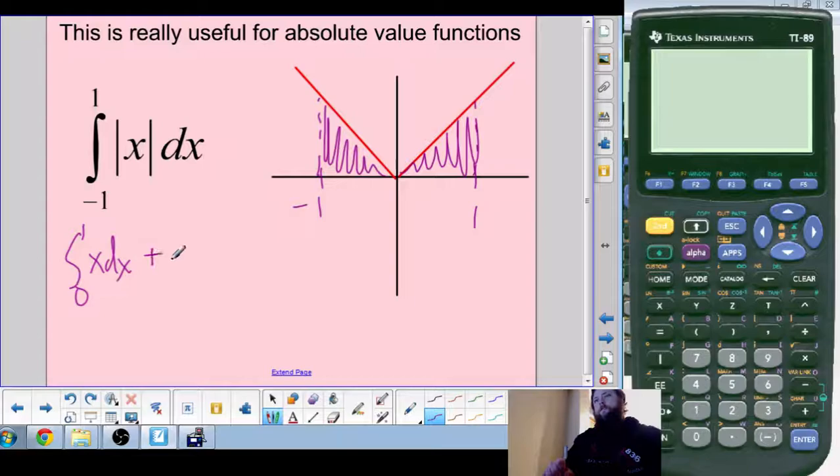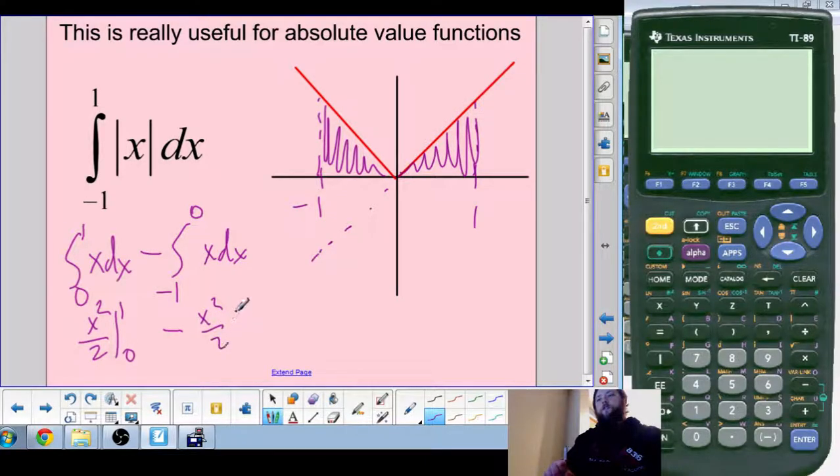plus, well, think about it this way. If this was the regular x function, we would be going down right here, and this area would have been negative. So what I can do instead is think of subtracting that negative area. So I'm going to subtract the integral from negative 1 to 0 of x dx. This would have been negative area normally, but we want to subtract it to make it positive area for that chunk. So if I evaluate both of these, this is x squared over 2 from 0 to 1 minus x squared over 2 from negative 1 to 0.